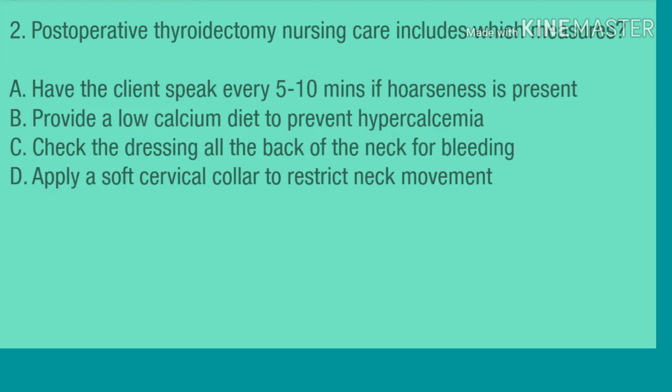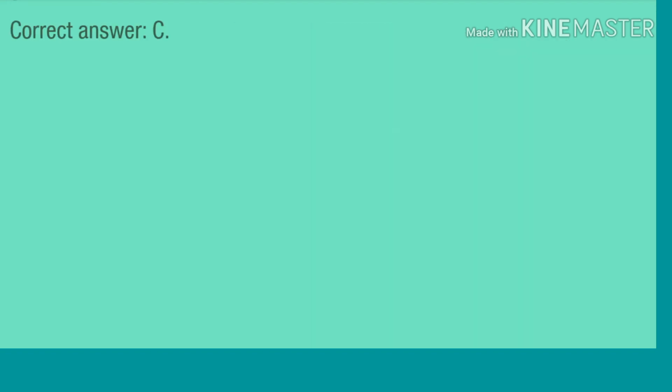Question 2. Postoperative thyroidectomy nursing care includes which measures? A. Have the client speak every 5 to 10 minutes if hoarseness is present. B. Provide a low calcium diet to prevent hypercalcemia. C. Check the dressing all the back of the neck for bleeding. D. Apply a soft cervical collar to restrict neck movement. Correct answer, C.